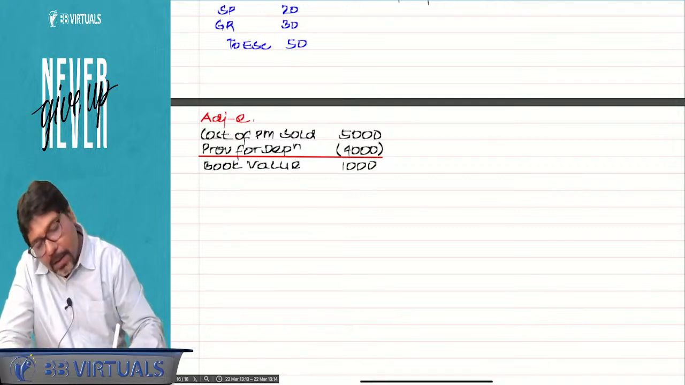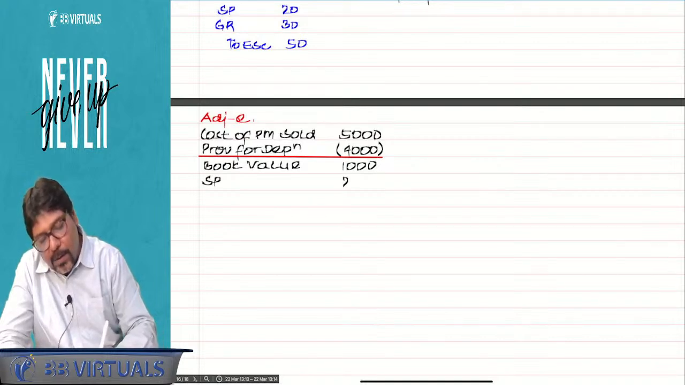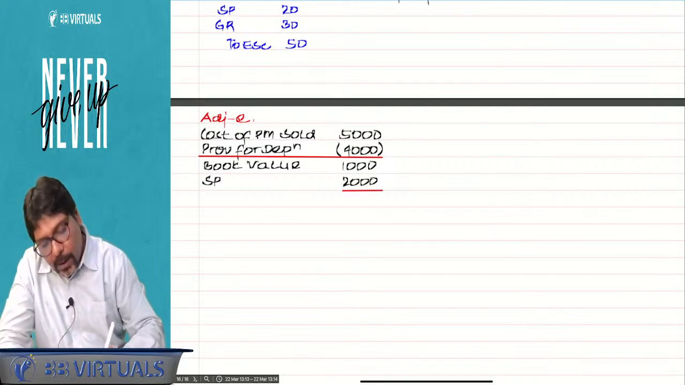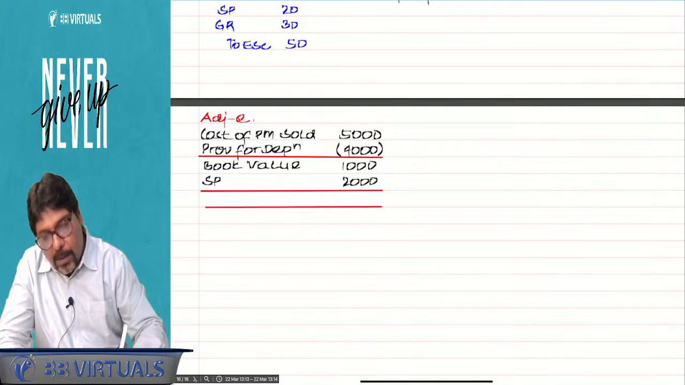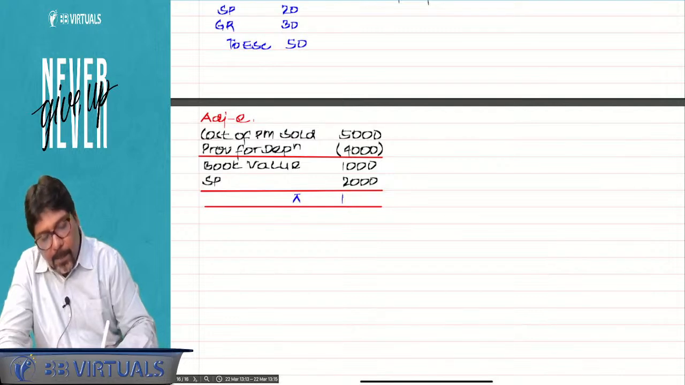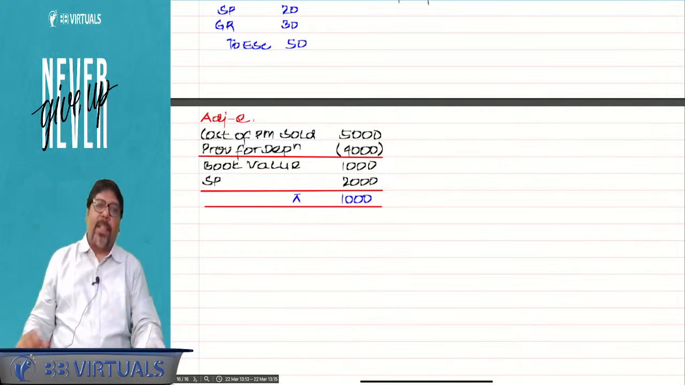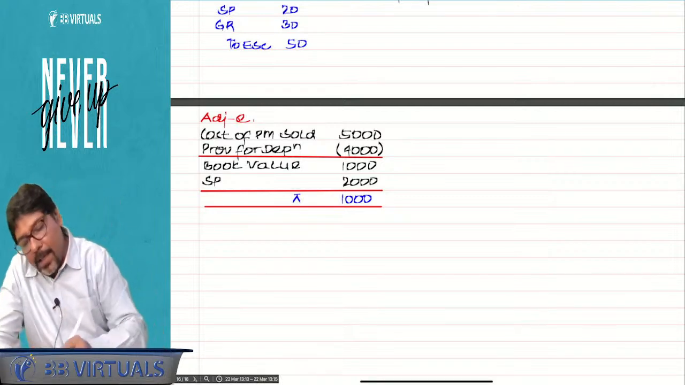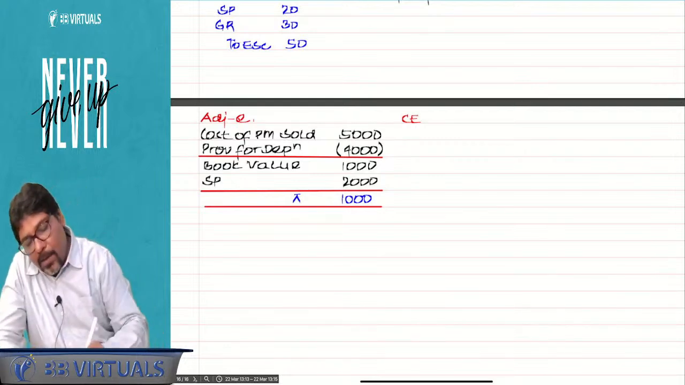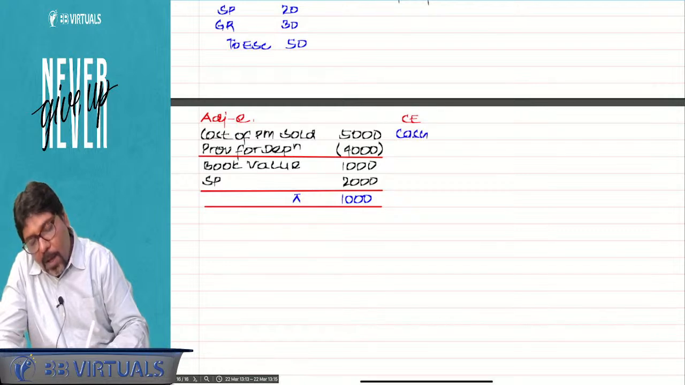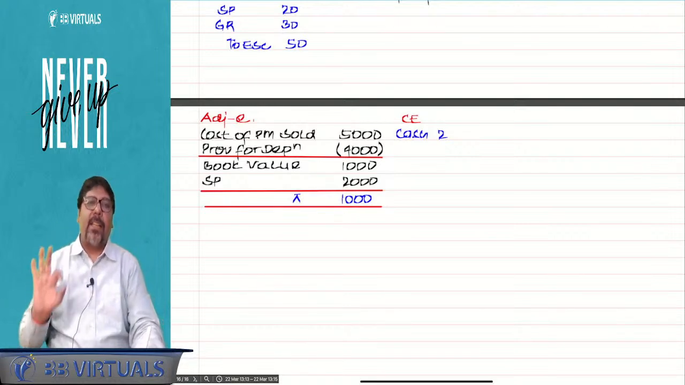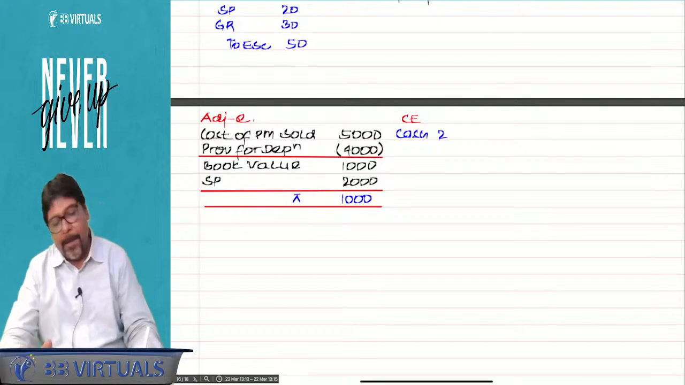Now, chartered accountants, selling price is how much? 2,000. So what is the profit? The profit is 1,000. Correct. Now, what shall be the correct entry? Cash account debit. Very good. How much? 2,000. Two only will be right. Why? Because the figures are in thousand.